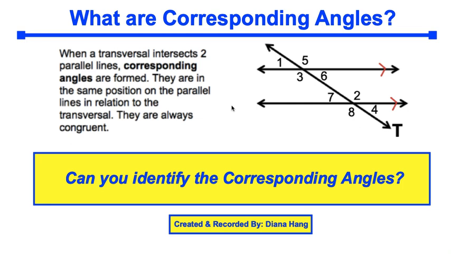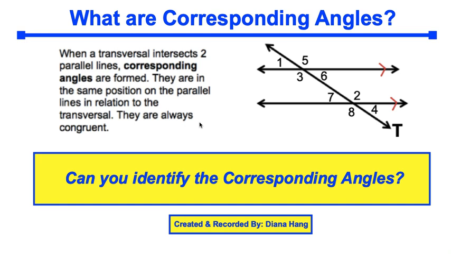This video tutorial will talk about corresponding angles. When a transversal intersects two parallel lines, corresponding angles are formed. Let's quickly review. These two lines with the red indicators are the parallel lines, and the line that crosses both of them is called your transversal. Corresponding angles are in the same position on the parallel lines in relation to the transversal, and they're always congruent.